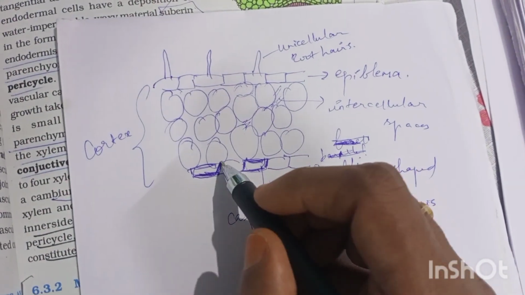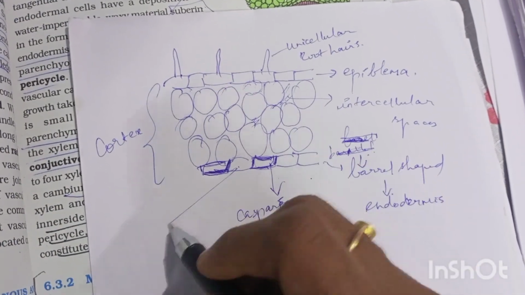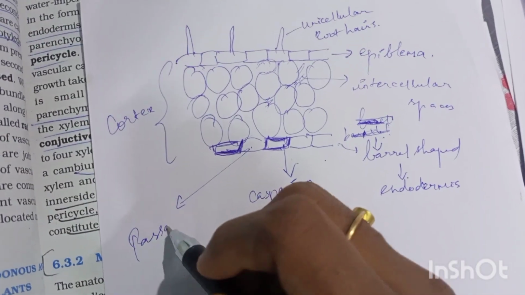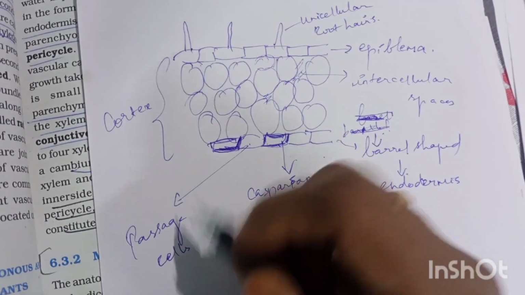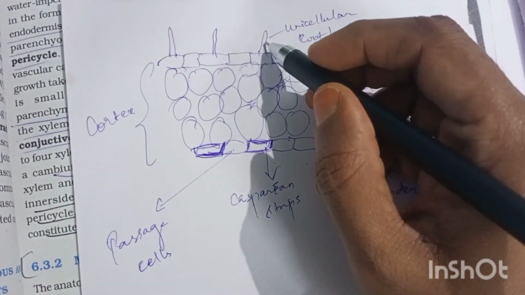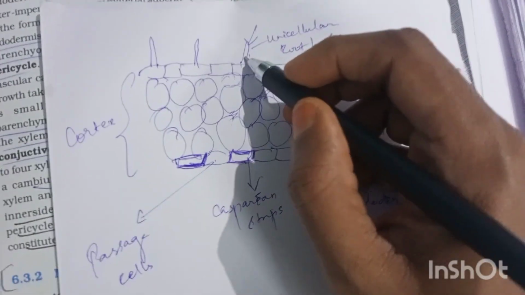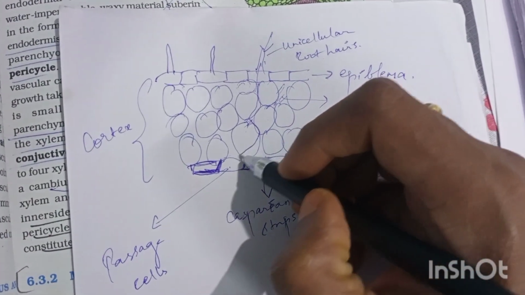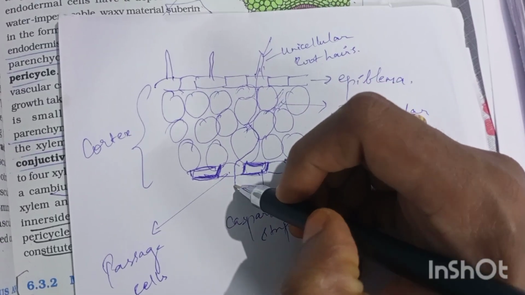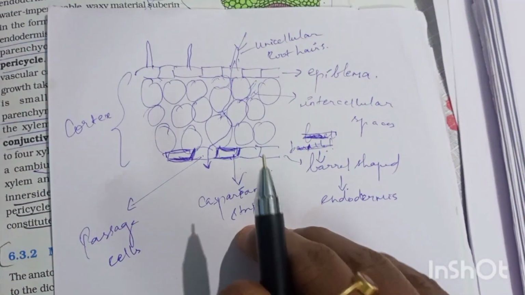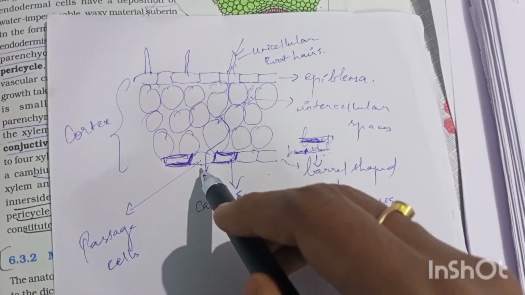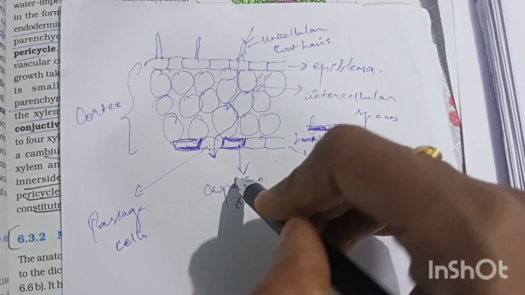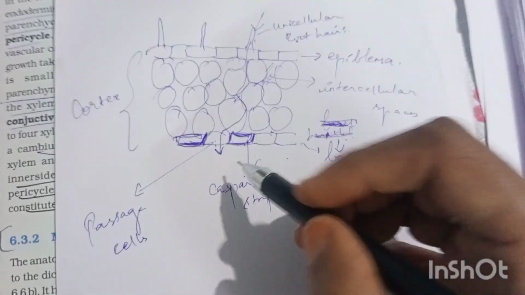So what is this? The thin walled cells are known as passage cells. Passage means it will allow something. So what will it allow? The root hair will absorb water, and the water will travel along the intercellular spaces, and it will enter the passage cells, and it will enter into the inner tissue. So these passage cells will allow the penetration of water, which is absorbed by the root hair.